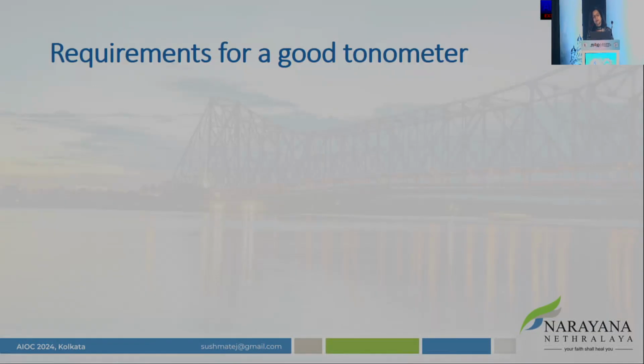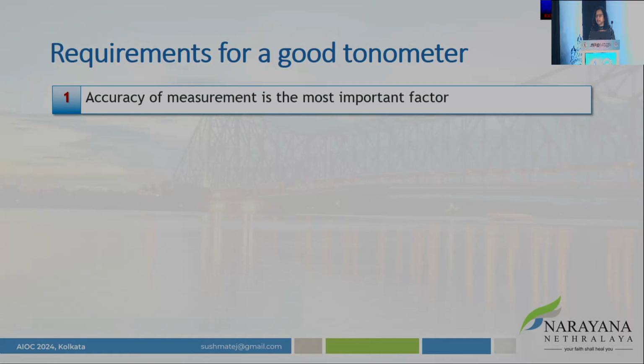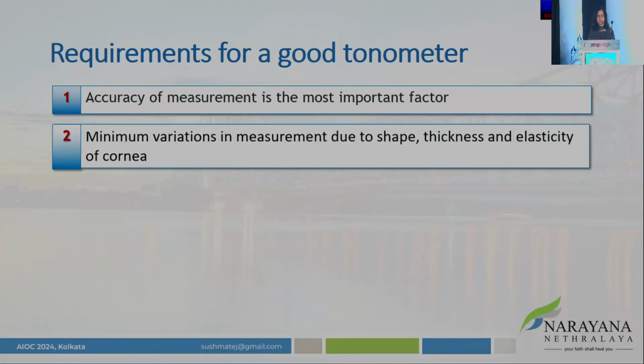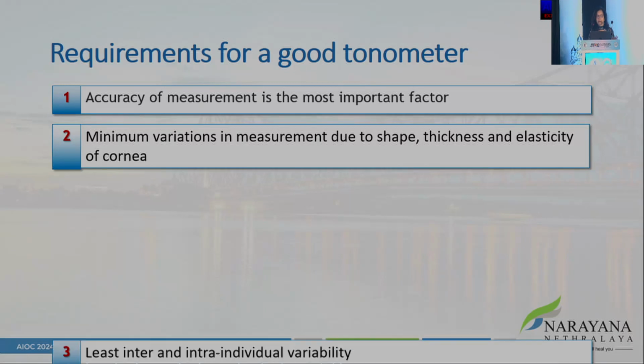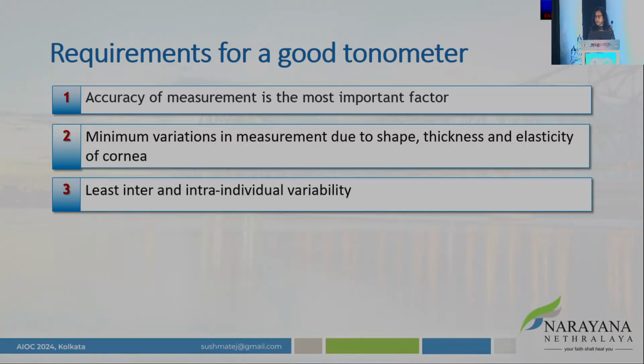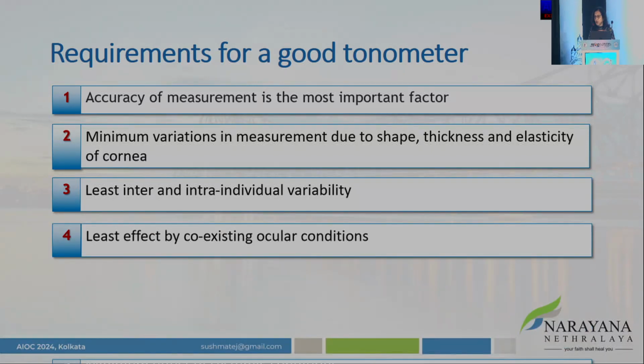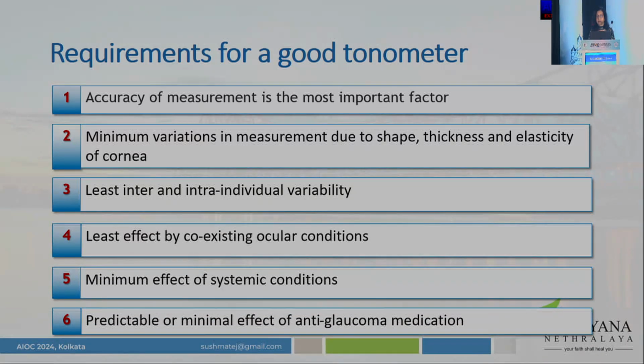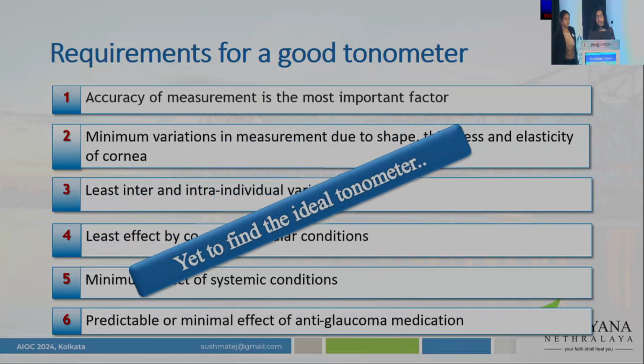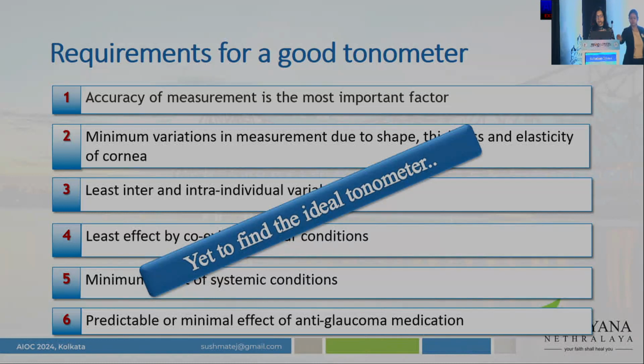So what do we need for a good tonometer? Well, we definitely need the accuracy of measurement, which is the most important factor. We want minimum variations in the measurement due to shape, thickness, and elasticity of the cornea. We want the least inter-individual variability, least affected by ocular and systemic conditions, and of course, we want minimal effect due to anti-glaucoma medications as well. However, we are yet to find an ideal tonometer.